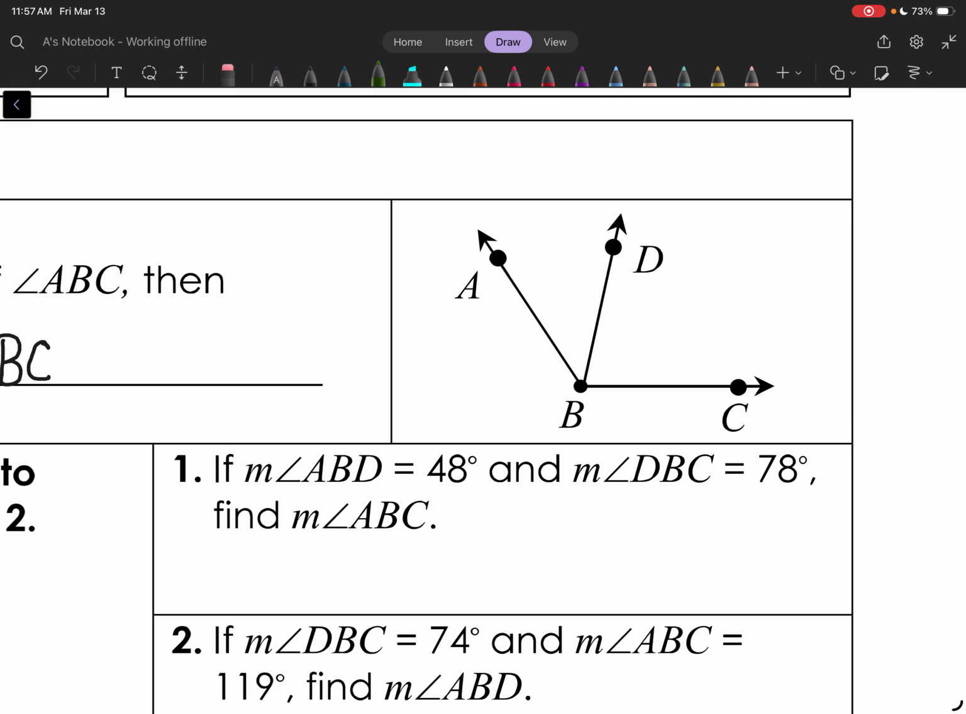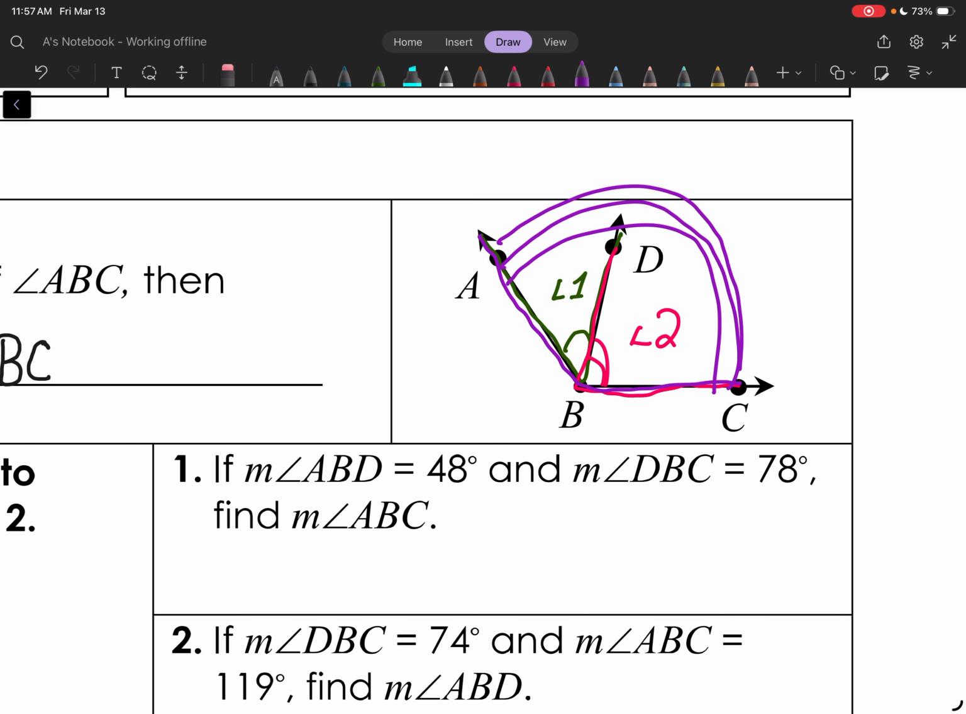Now, just like whenever we were graphing all the way back in Unit 1, you have to follow the order to understand these angles. ABD, this angle, plus DBC, or CBD, same angle, is equal to angle ABC. Okay, that should make sense.